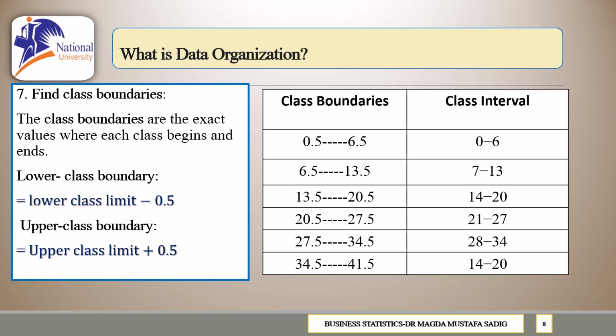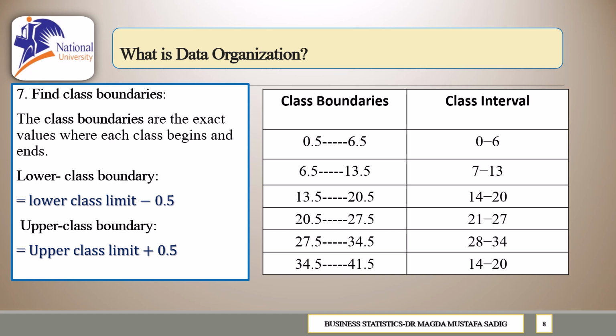Class boundaries. Next, we discuss class boundaries. Students often confuse class limits with class boundaries. Class limits are the numbers we write in the table. For example, 0 to 6. However, the actual measurements may include decimal values. Therefore, we define class boundaries. To calculate class boundaries, we subtract 0.5 from the lower limit and add 0.5 to the upper limit.